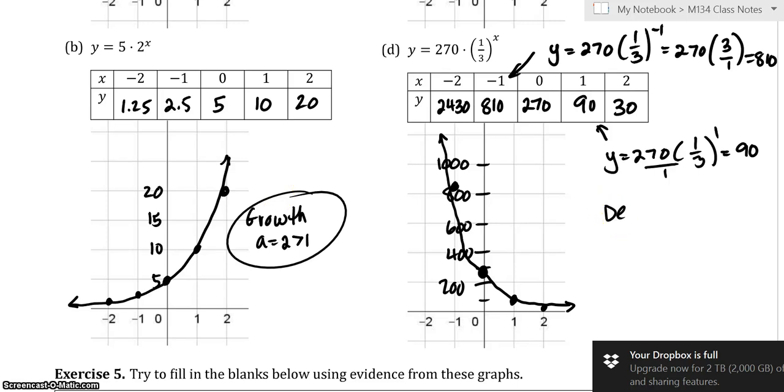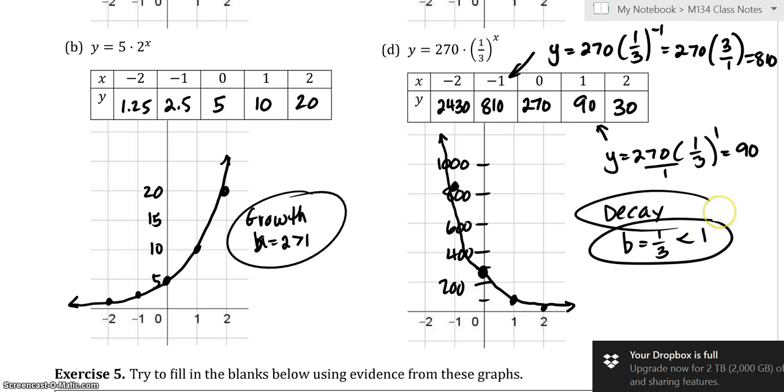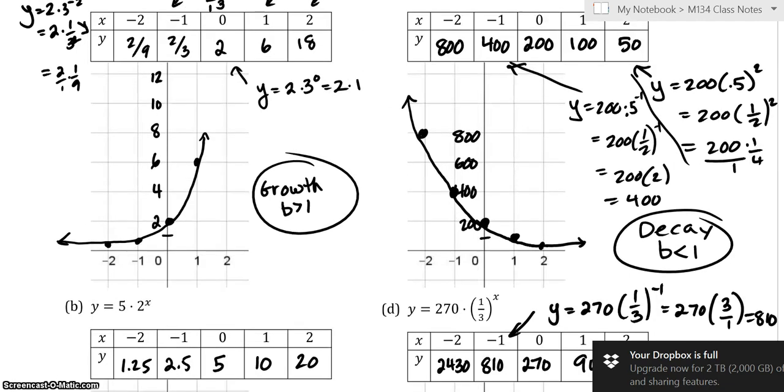This one is a decay. It's decreasing, it's getting smaller. And, oh, it's not the a, it's the b. The b is equal to 1/3, which is less than 1. It's a decay. It's getting smaller. So just like up here.